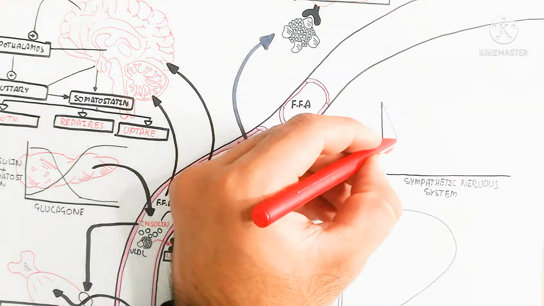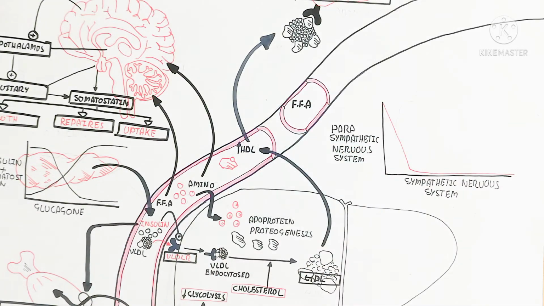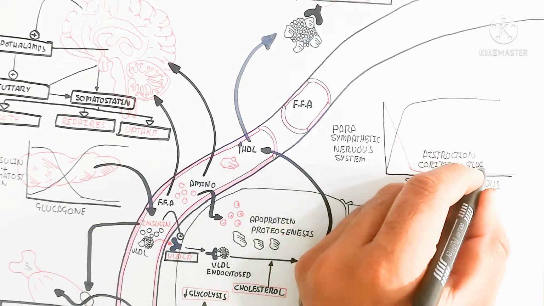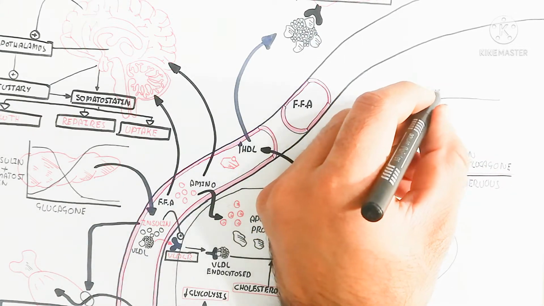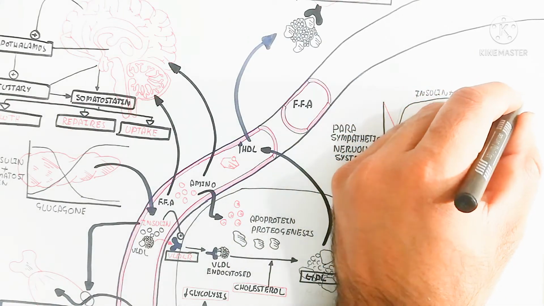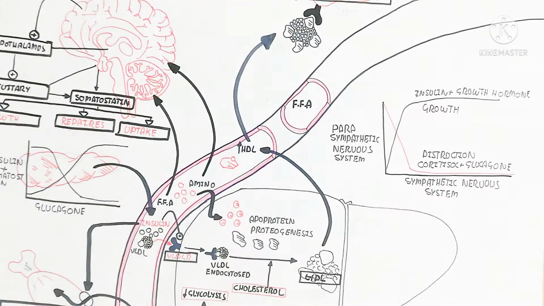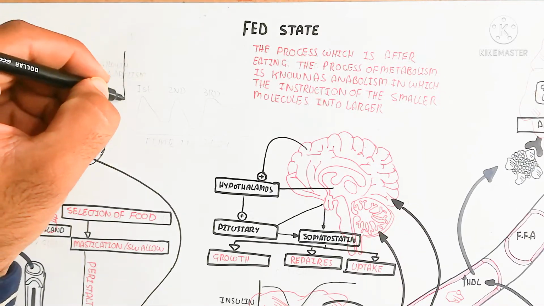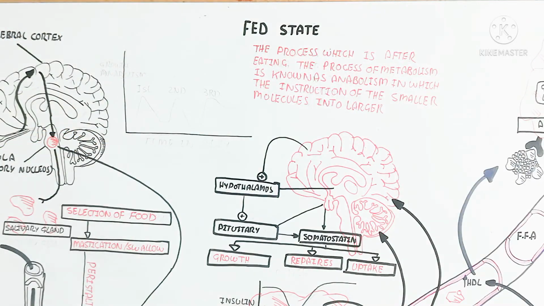So the sympathetic nervous system, you can see the red line is looking like that. This is very low, and destruction and cortisol and glucagon will be decreased, while the insulin, growth hormone, and other growth factors will be increased due to the food intake, so it is anabolized, and in this way the parasympathetic nervous system will be increased.